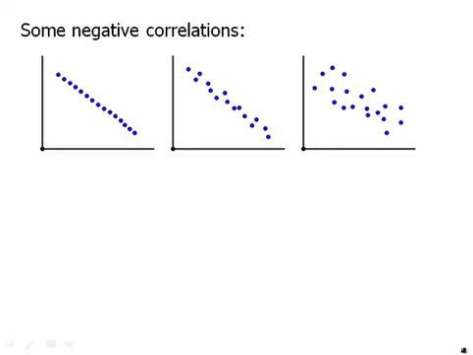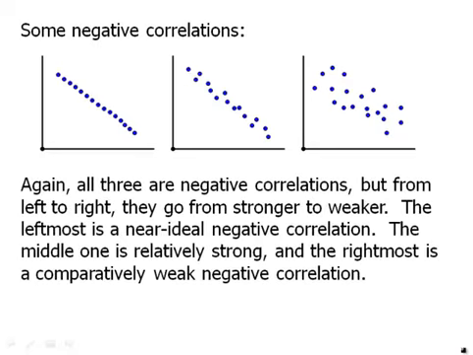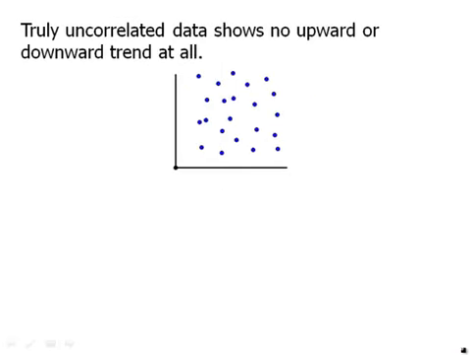Here are some negative correlations. Same thing. Near perfect on the left, very strong in the middle, hugging the straight line, and then much more variability on the right, a much weaker correlation on the right. Truly uncorrelated data shows no upward or downward trend at all. Imagine just taking a handful of pennies, throwing them in the air, and letting them land on the floor. Just a totally random array. That's what we're talking about when we talk about uncorrelated data.